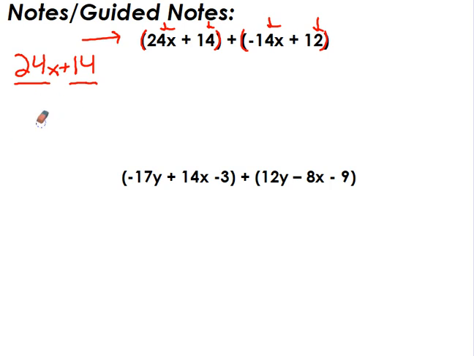Now, we don't know what x represents here. It's a variable that represents a number that could be any number. We have no clue what it is. We haven't been told what it is. Therefore, I can't simplify this at all because I don't know what x represents. So this 24x plus 14 is completely simplified. Same thing over here with the negative 14x plus 12.